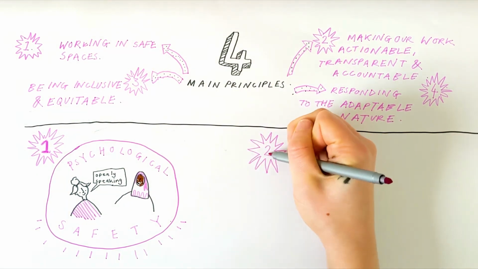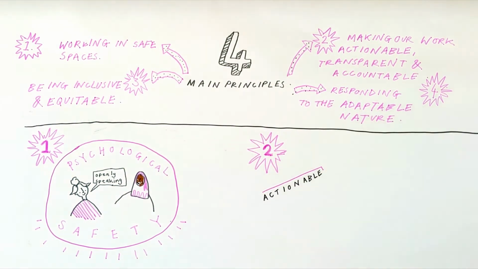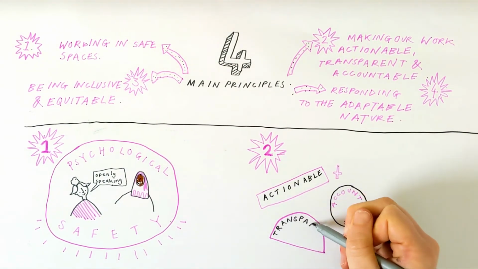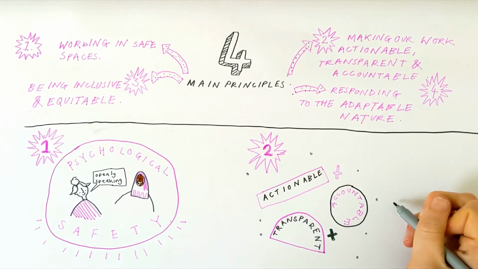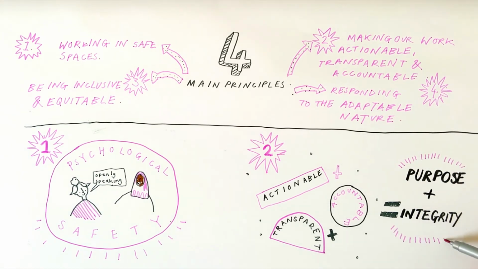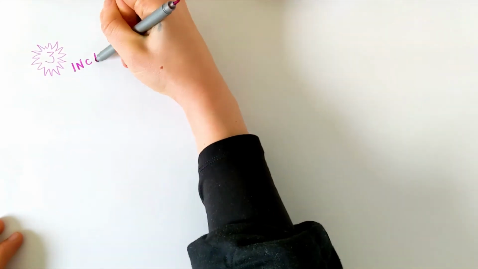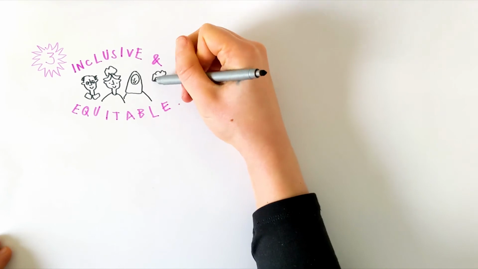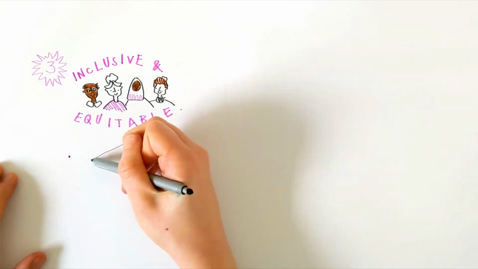Making our work actionable, transparent and accountable is critical for quality co-production, as it means there is a purpose and integrity to our work. Without it, we risk wasting resources and people's valuable time. Our work must be inclusive and equitable. If we do not approach co-production with an awareness of the structural oppression of minority groups, we accept that system.